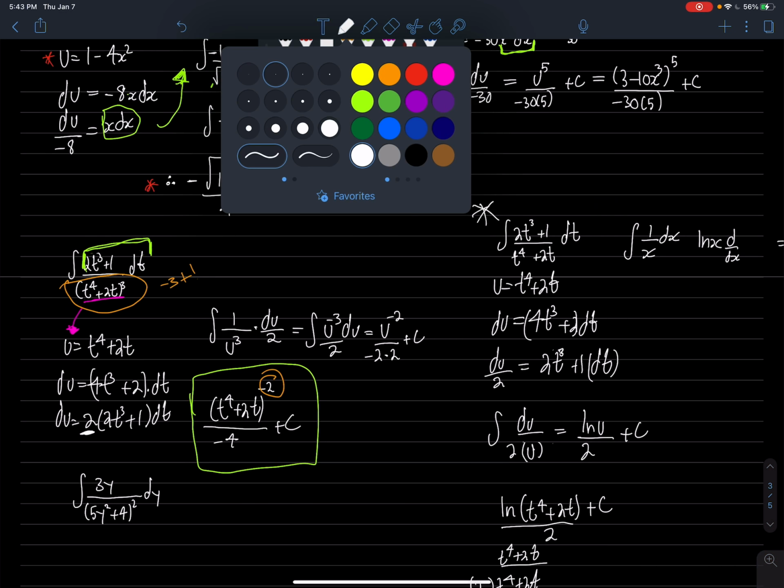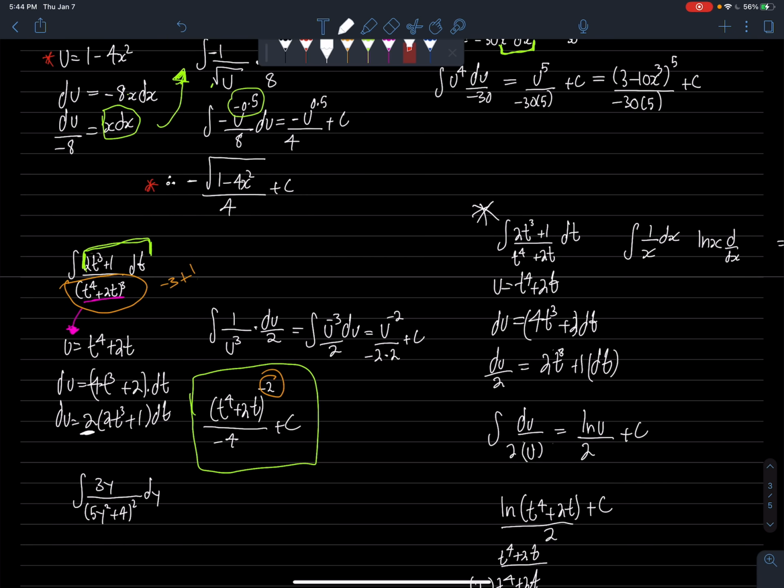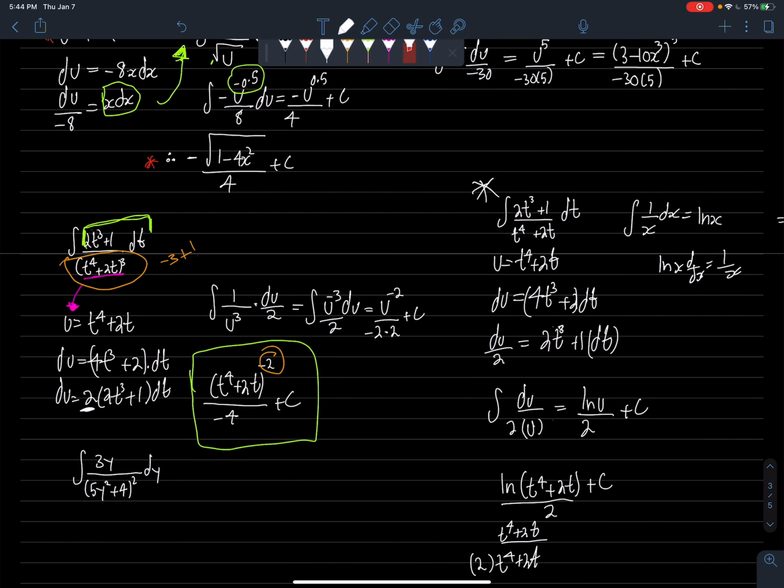So for 1 over x, you cannot just use the reverse power rule. It's actually an identity. The integral of 1 over x dx is equal to ln x, right? Because think about it, the derivative of ln x is equal to 1 over x, and integration and derivative are opposite operations, right?